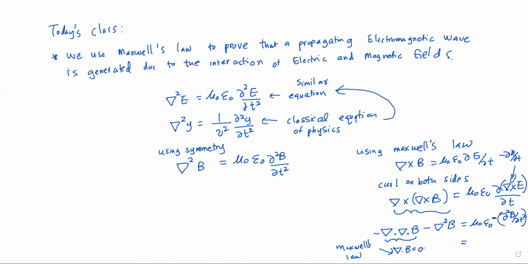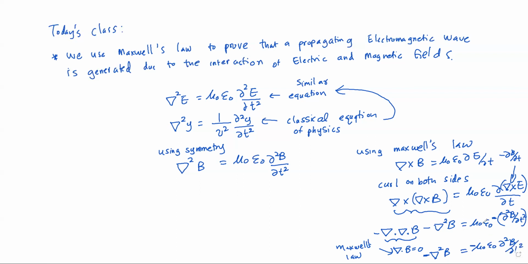This is a Maxwell's law, which is Gauss's law related to the magnetic field. Using this assumption, we can simplify this expression further, and we are left with something like this. We are left with the Laplacian of B equals mu naught epsilon naught times the second partial derivative of B with respect to t squared.